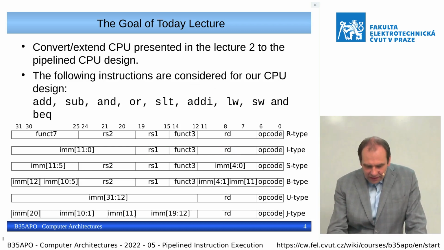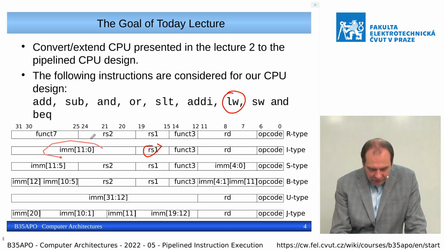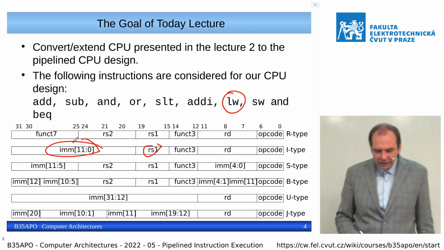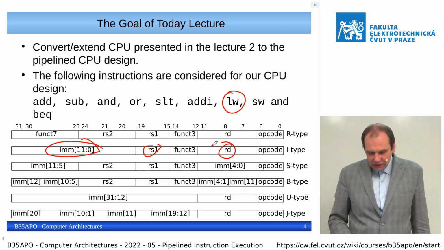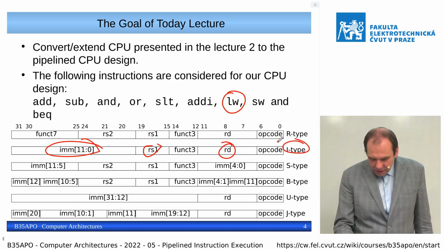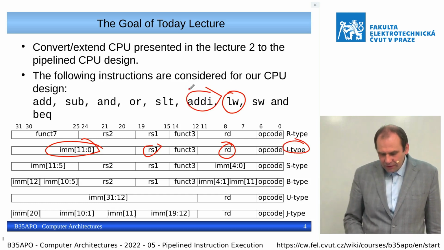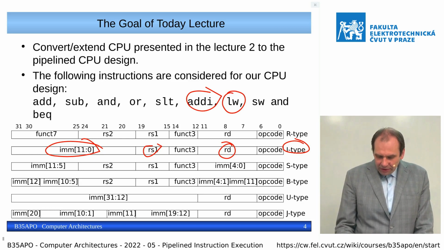And then we have load word and store word to access data in the memory, where load word has one source register, an immediate operand which is added as the offset to the address in the register, and then the destination register. So it has the same encoding, the I type, as addi. Only it accesses memory, while addi bypasses the memory stage.